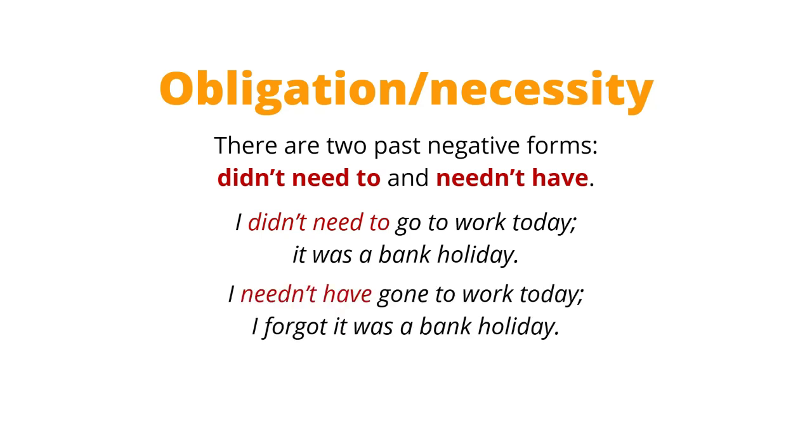I needn't have gone to work today. I forgot it was a bank holiday. So needn't have refers to something that was done but was not necessary. You see, the first example, it only says that there was no necessity to go to work. It doesn't specify whether that person went to work or not. We presume they didn't go to work because it was a bank holiday. In the second sentence, they went to work, but it wasn't necessary to go to work.